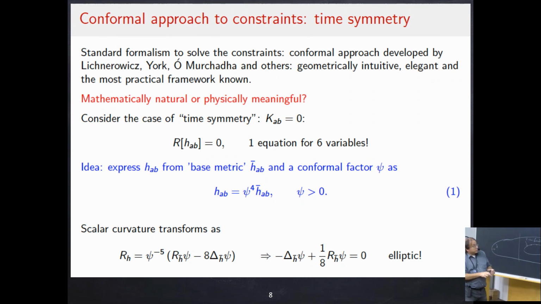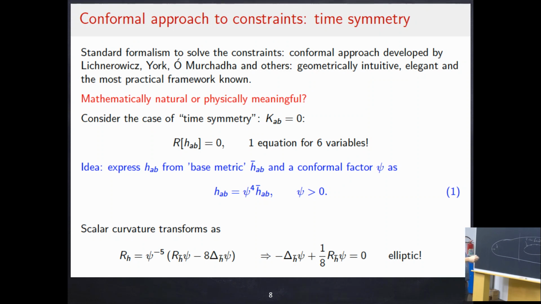So what works very nicely is the following. You fix some arbitrary metric h bar, which you call the base metric, and then you just multiply this with some factor, psi to the power of 4. The power of 4 is chosen because it gives you the simplest equations. We call it a conformal factor because it leaves the angles invariant. You can do this as an exercise: why rescaling a metric with a scalar function leaves the angles invariant.